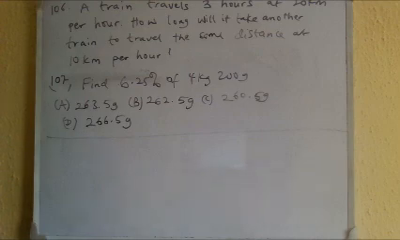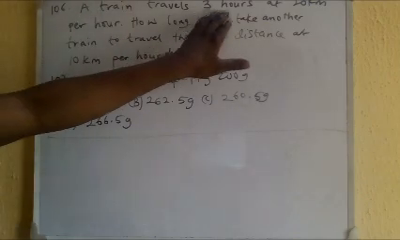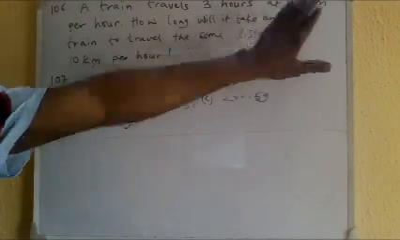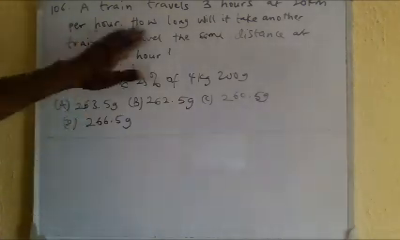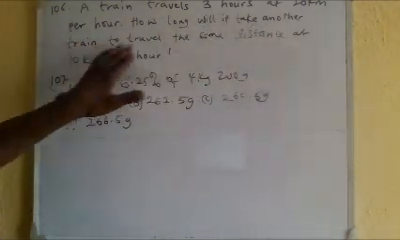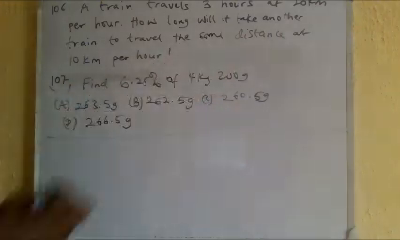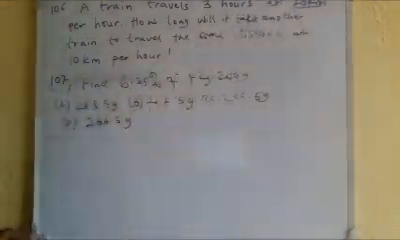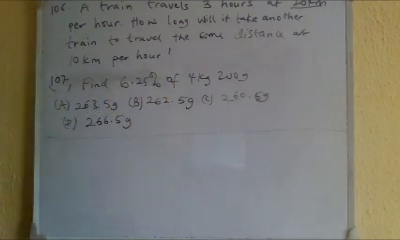Okay, so we have another question on the board. Number 106, it said a train travels 3 hours at 20 kilometers per hour. How long will it take another train to travel the same distance? The same distance at 10 kilometers per hour.